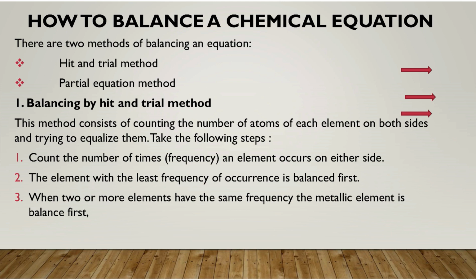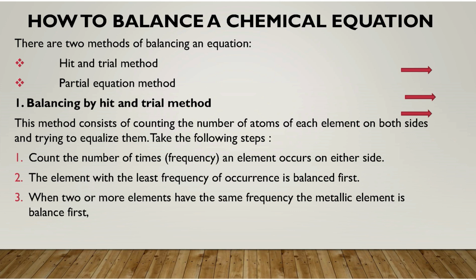The next topic is how to balance a chemical equation. There are certain methods to balance a chemical equation. The first method is the hit and trial method, and the second is the partial equation method. So first we see the hit and trial method. How can we balance a chemical equation by the hit and trial method?